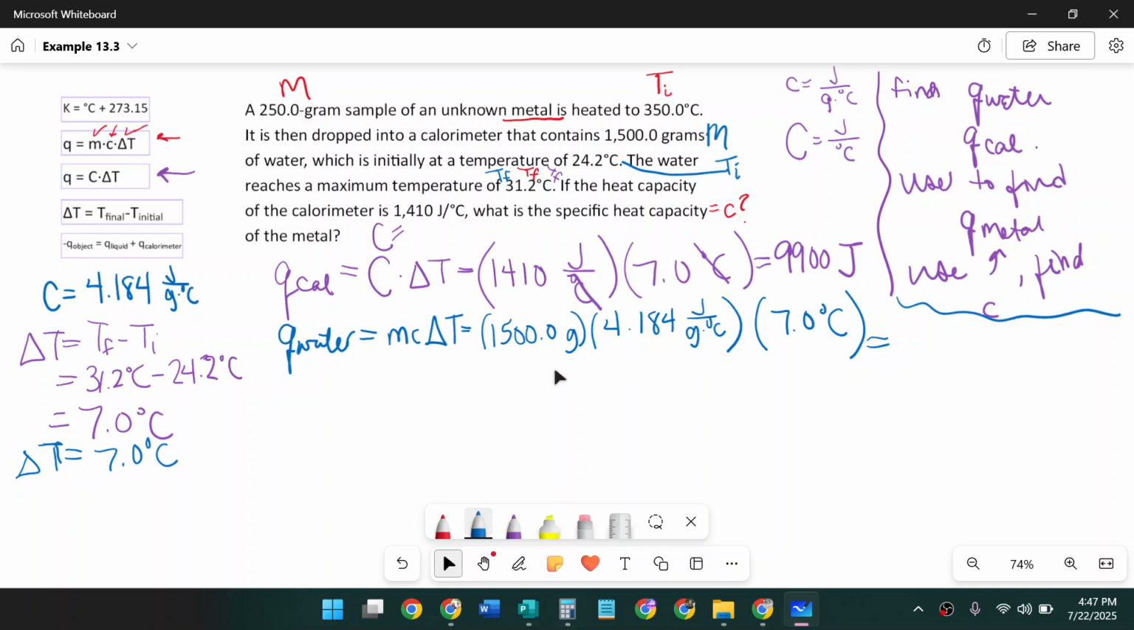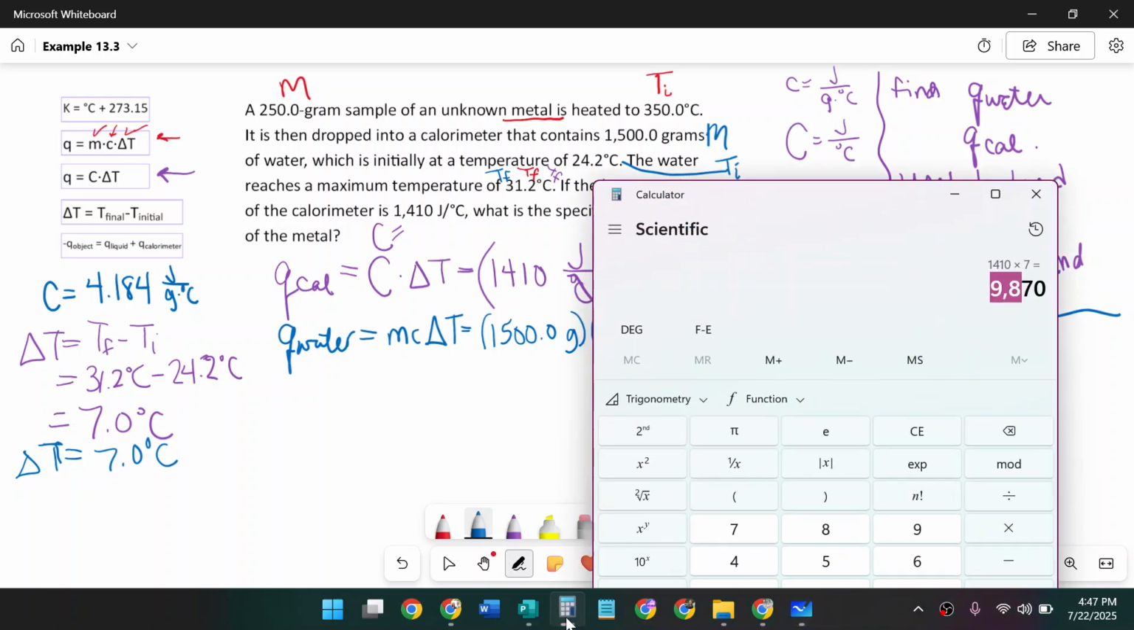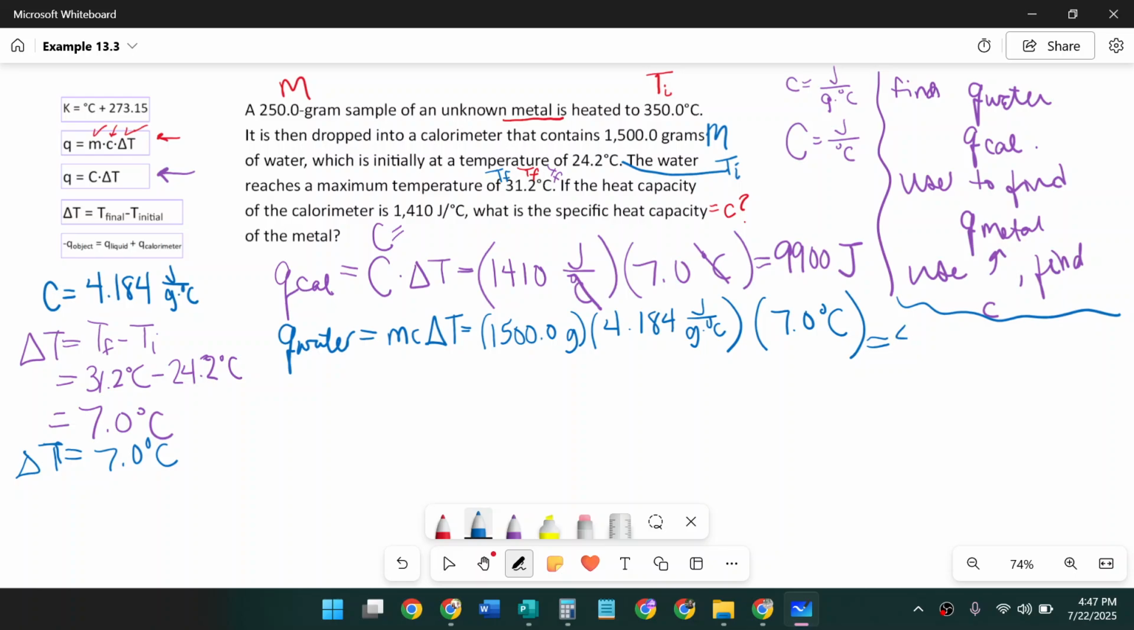So we're going to multiply all of those. Before we look, we have 5, 4, and 2 significant figures. So that means we get to keep 2 once we do this problem. So 1500 times 4 times 7. Again, I know it's 7.0, but my calculator won't care. So 2 means I only keep these first 2, and I'm going to round. So that'll be 44,000 joules. There's the Q of the calorimeter and the Q of the water.